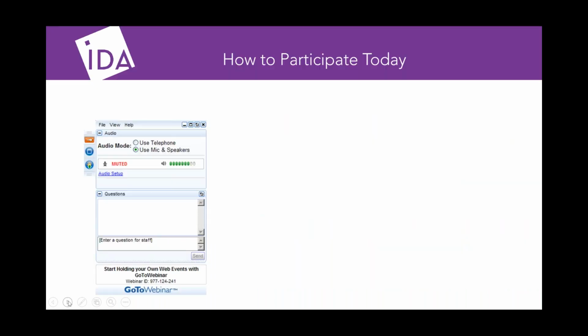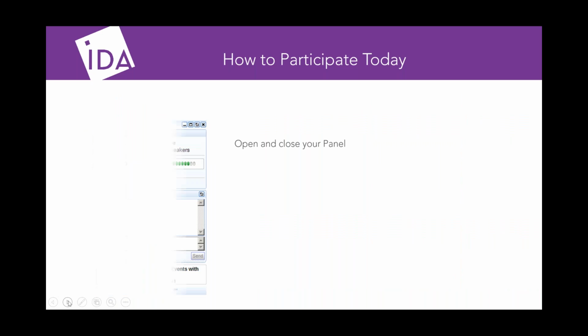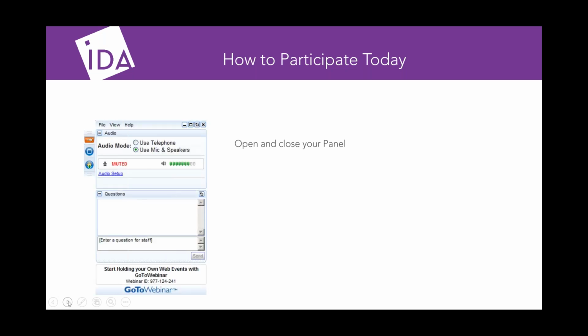Before we begin, I would like to go over some instructions on how to participate today. You'll notice on your screen that the viewer window is to the left and the control panel is on the right. Control panel is how you will be participating in today's webinar. You can open and close your control panel by clicking on that orange arrow. You can also switch to full screen if that is helpful, and you can hide the panel. Right now, all attendees are in listen-only mode and have been muted.